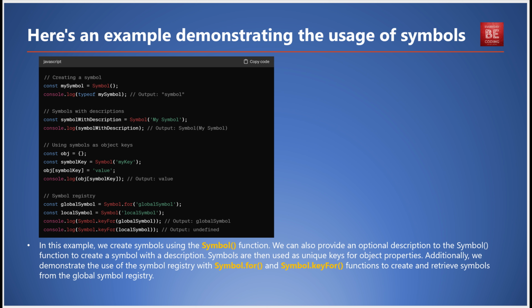Here's a quick recap of what we've covered about symbols in JavaScript. Symbols are unique, immutable values that can be used as identifiers for object properties. They can be registered in the symbol registry for sharing across your application, and they can carry an optional description for identification. Symbols, with their uniqueness and immutability, offer a robust way of managing and identifying object properties in JavaScript.